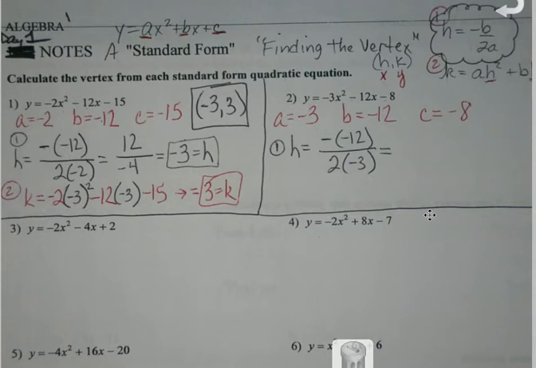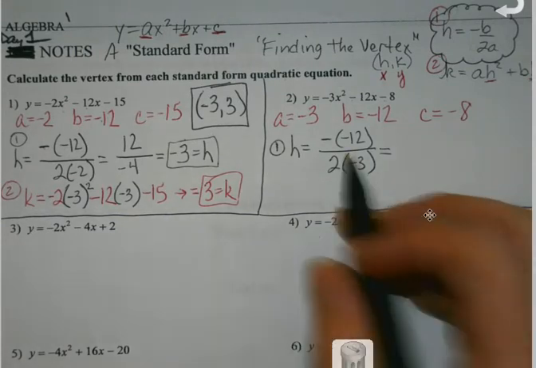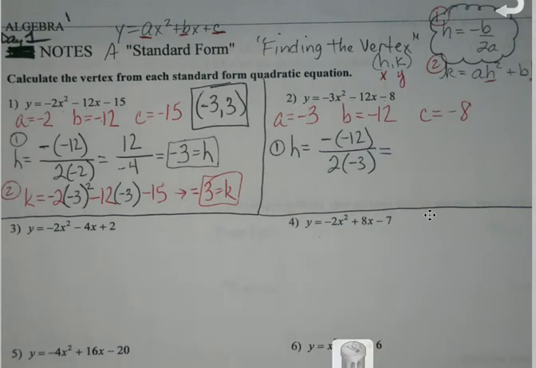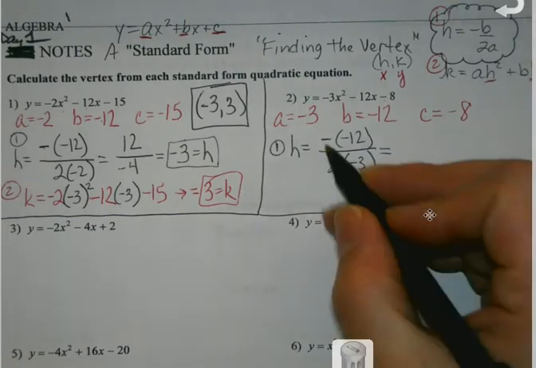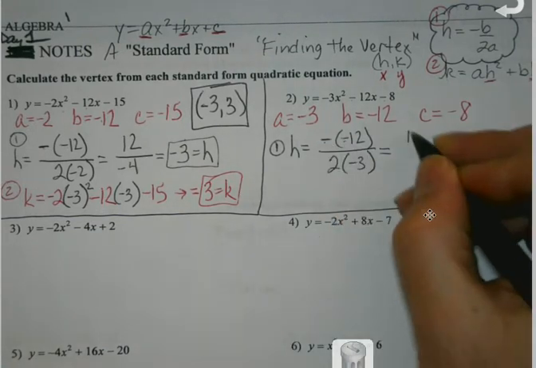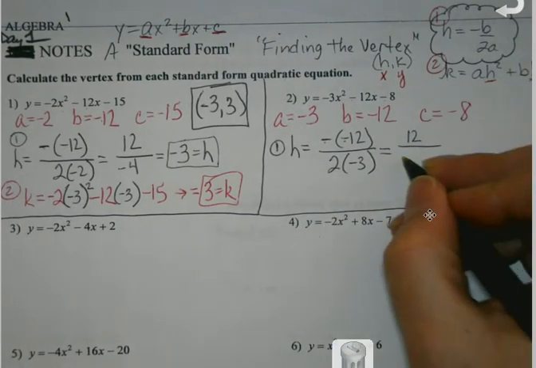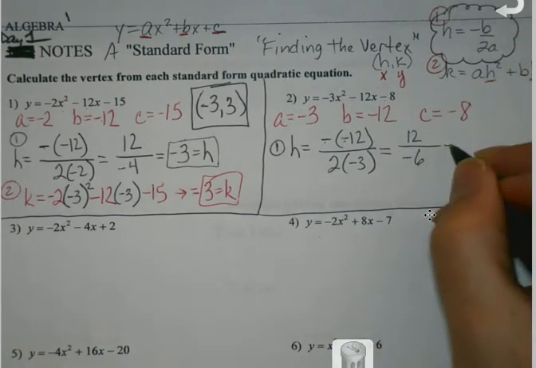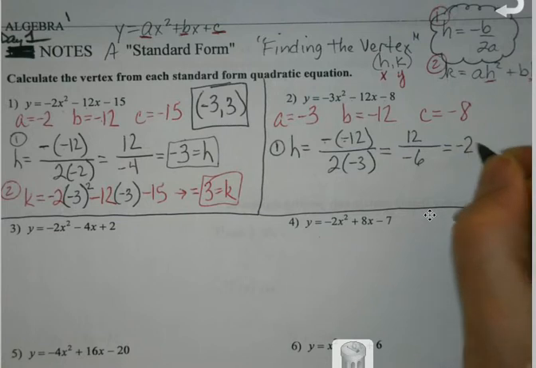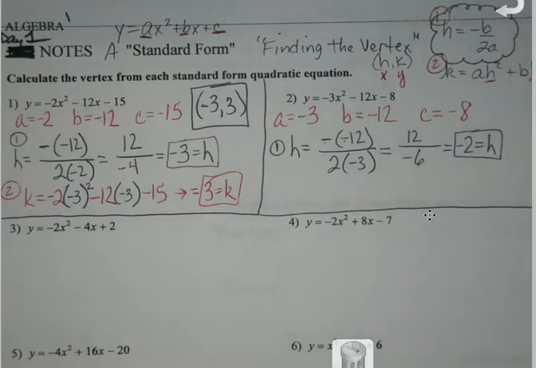And then again, it's just being careful. And I wouldn't suggest doing this first part in the calculator, because with the divide, sometimes order of operations can become an issue. So the opposite of negative 12 is 12. 2 times negative 3 is negative 6. And then I'll just divide. So I get my h value that way.